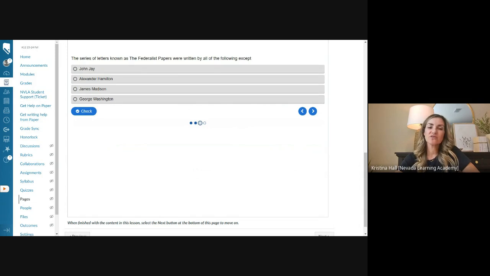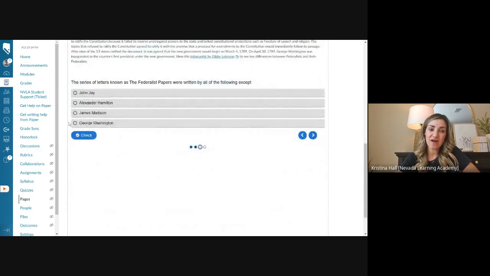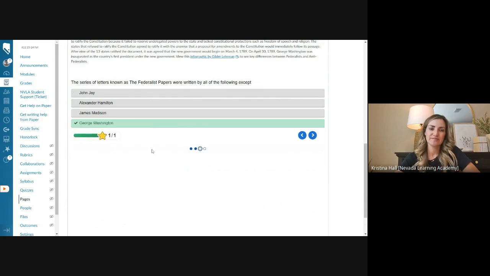The series of letters known as the Federalist Papers was written by all the following except, okay? So it's going to be written by John Jay, Alexander Hamilton, and James Madison. Those are all listed right up here, okay? The only one who did not write them, but was our first elected president, is George Washington.